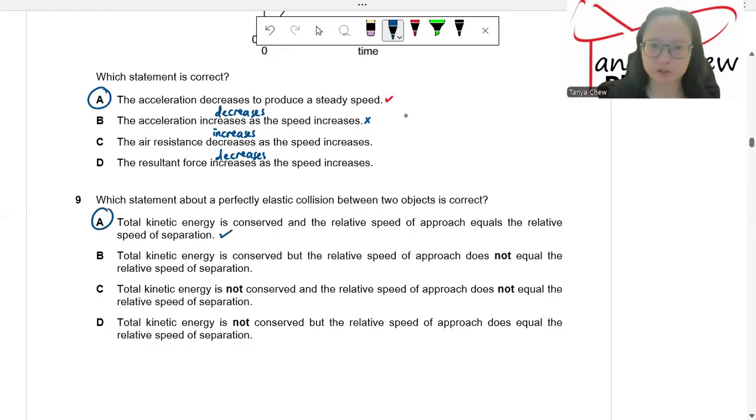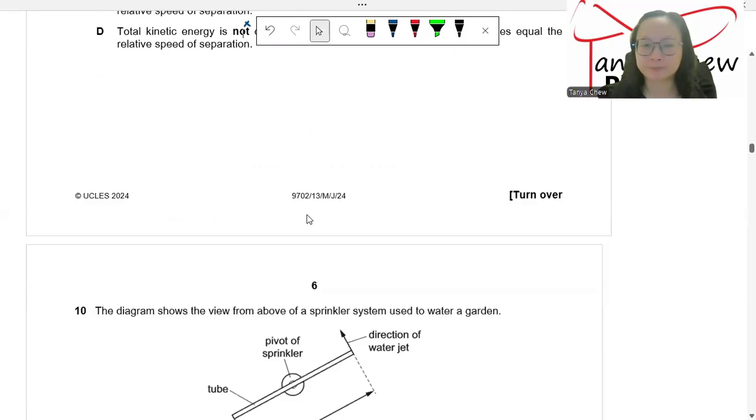Total kinetic energy is conserved, but the relative speed of approach is not equal to the relative speed of separation. This is wrong. See, total kinetic energy, no, this is only for when the total kinetic energy is not conserved, that is related to inelastic collision. Therefore, the answer is A.